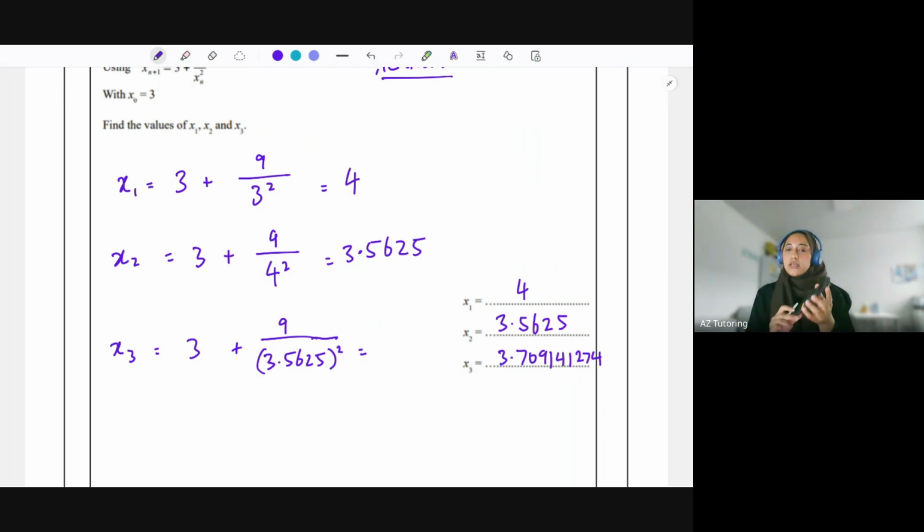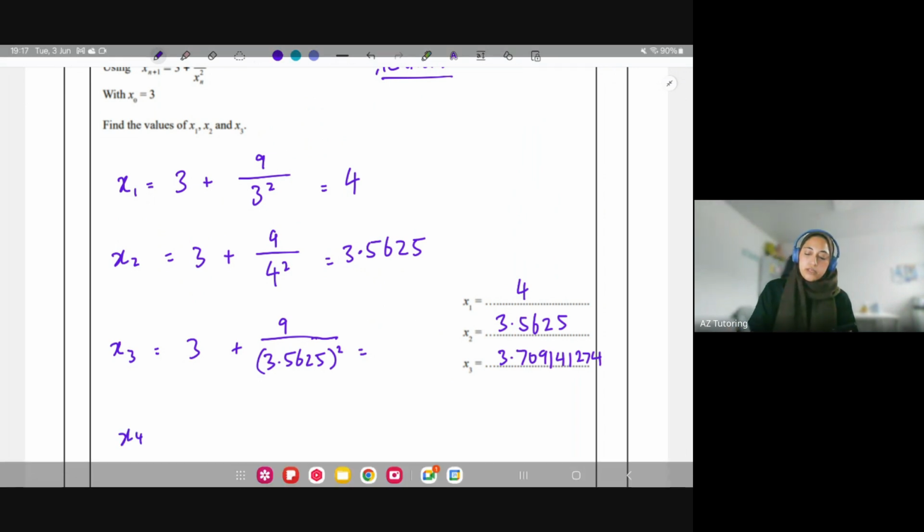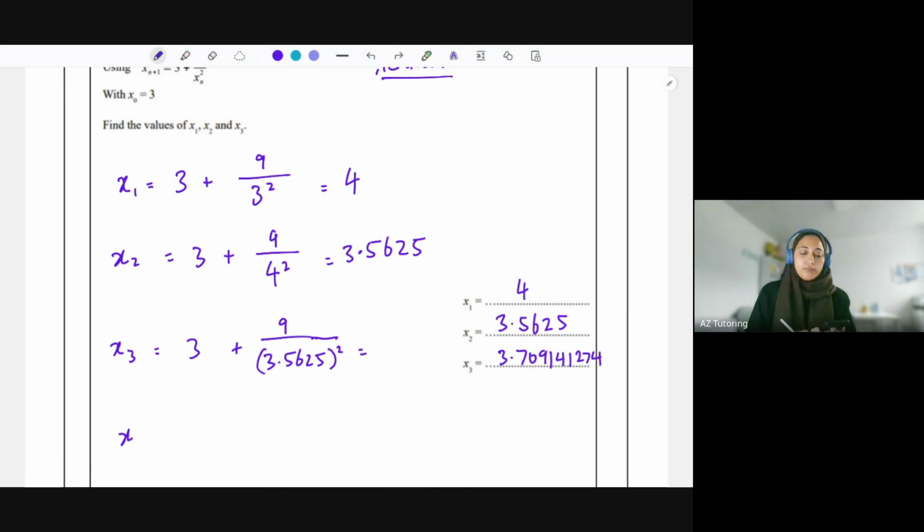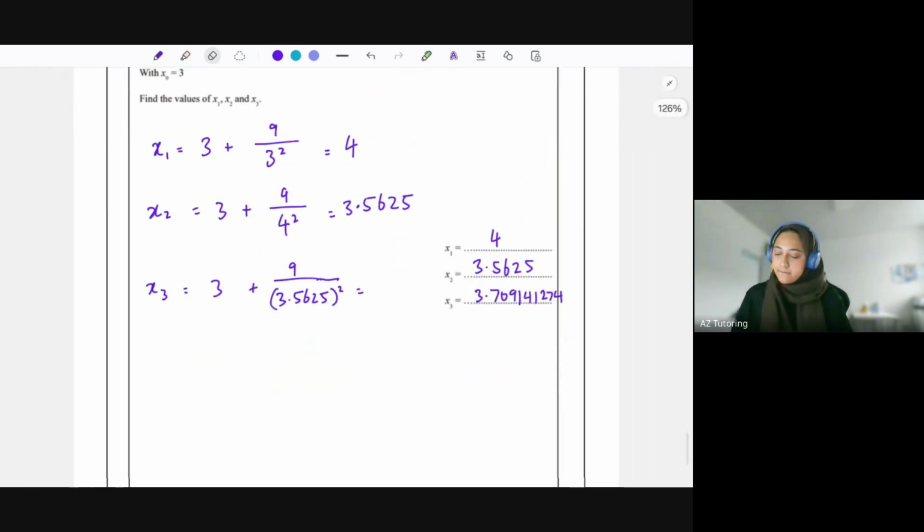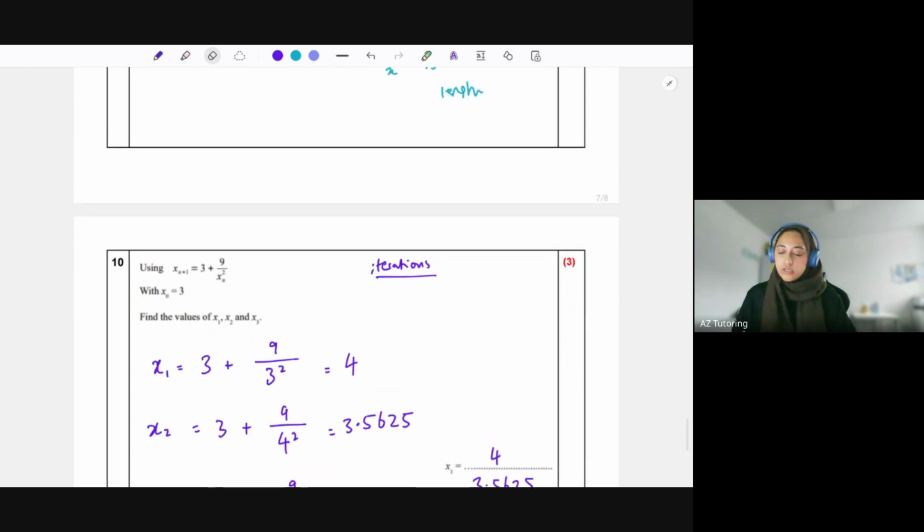So if I pressed equals again, I would get x4. If I pressed it again, I would get x5. So I can keep pressing it and it will keep going closer and closer to the answer. But here, they've only asked us to find x1, x2, and x3. And that's the last question on there.